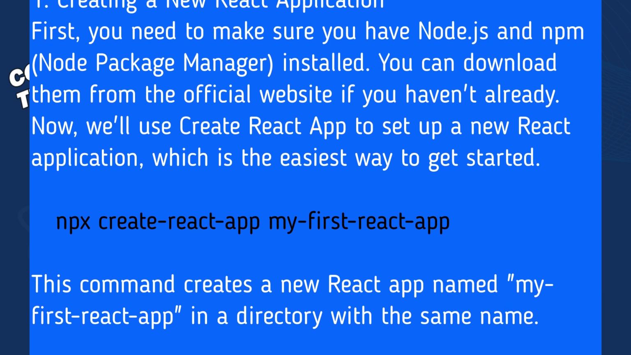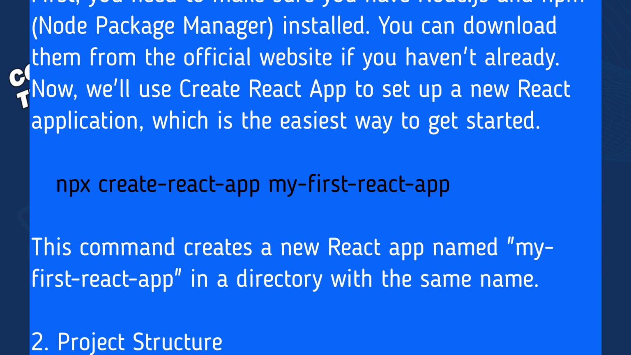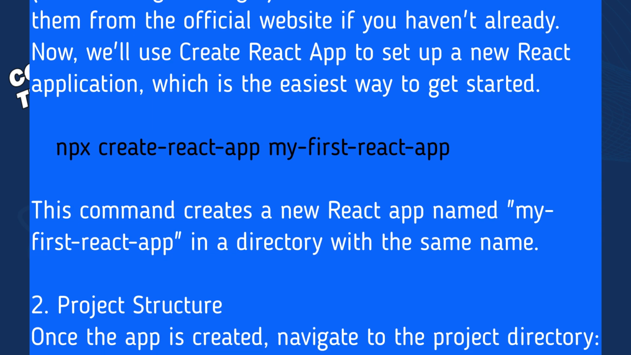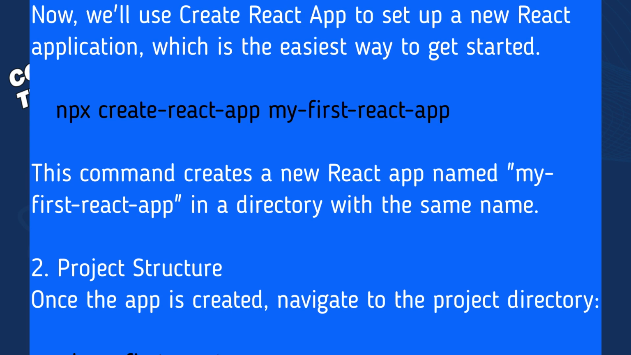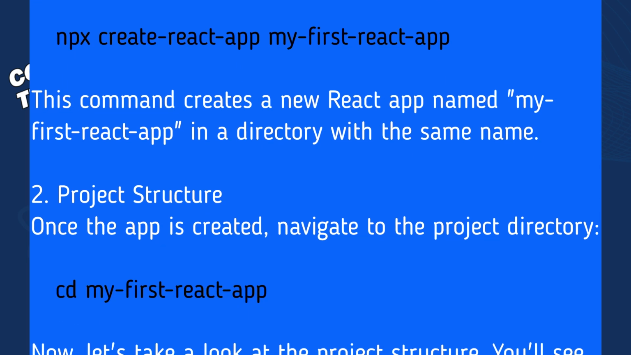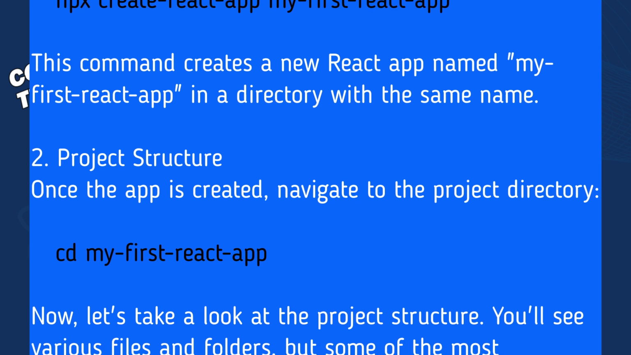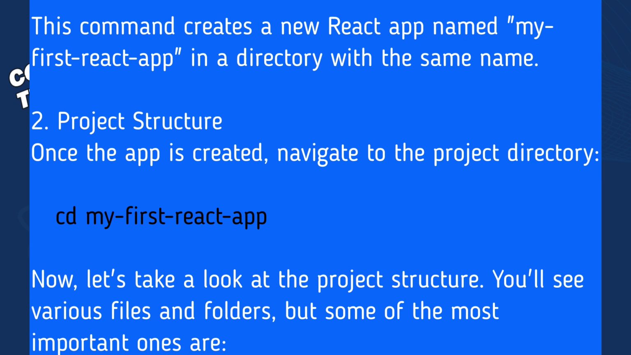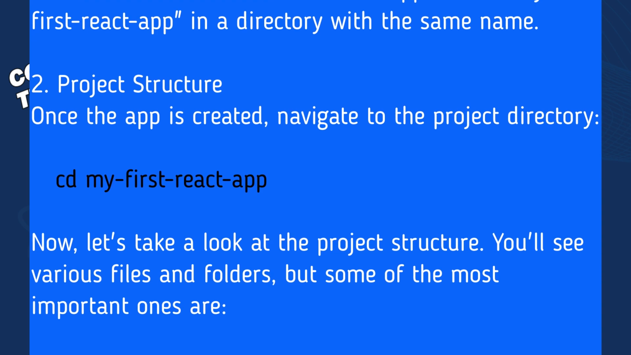2. Project structure. Once the app is created, navigate to the project directory. Now, let's take a look at the project structure. You'll see various files and folders, but some of the most important ones are src. This folder contains your application source code, including React components.